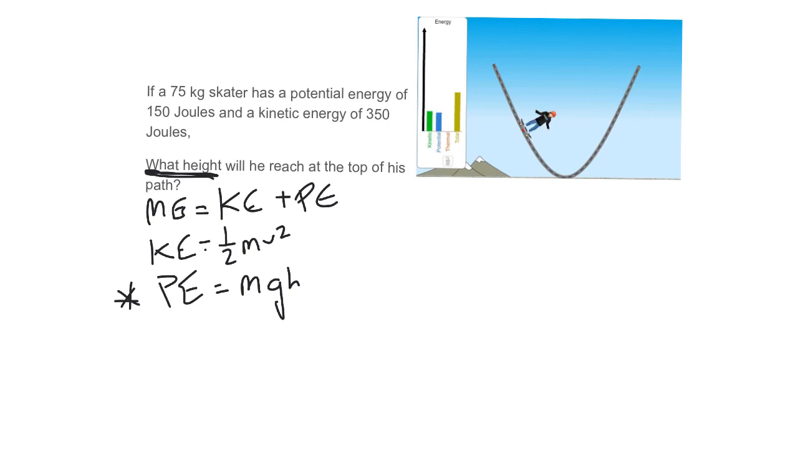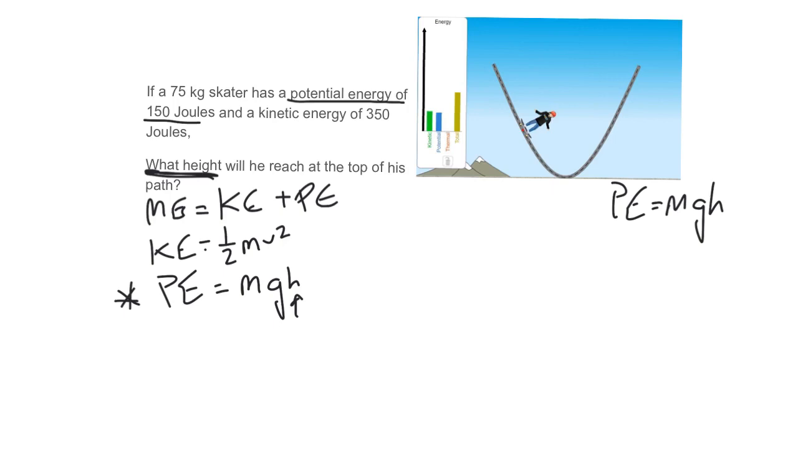And I'm trying to find my potential energy because I see this little h over here. So I think, okay, that's the equation that I at least want to have at the end. So I'm going to set that off to the side here. Potential energy equals mass times gravity times height. Now, I do have a potential energy in my problem. Its potential energy is 150 joules.